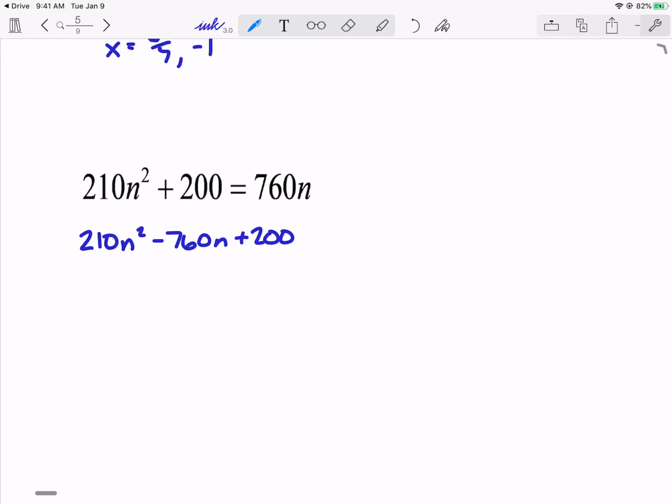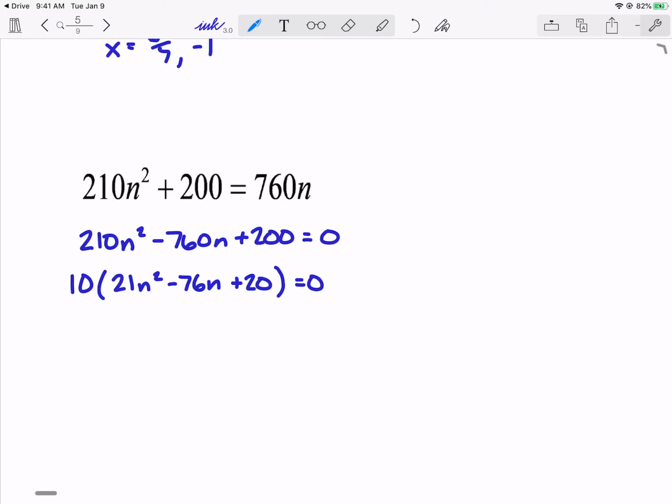And I'm sandwiching it in between the two terms that were already on the left because I want it in standard form to help me factor. Now I notice these have a GCF of 10. So if I divide everything by 10, I'm really just cutting off that 0 at the end.